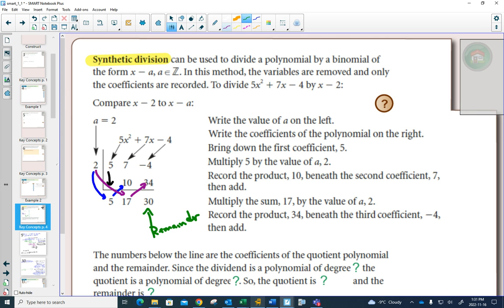You can either work backwards and say, okay, so this is my constant and this is my x, so this will be 5x plus 17, remainder 30. Or you can think, if I started with an x squared and I divided by something with an x, does it make sense that my answer would have an x first? If I started with an x to the 7 and I divided by an x, my first term will be an x to the 6.